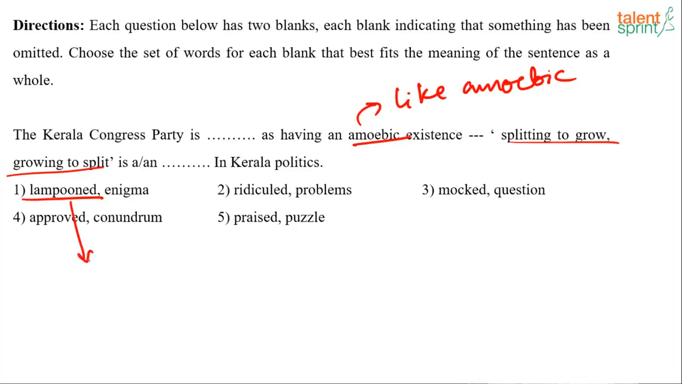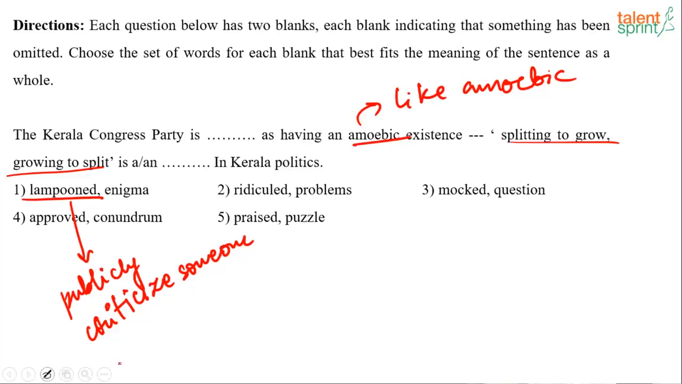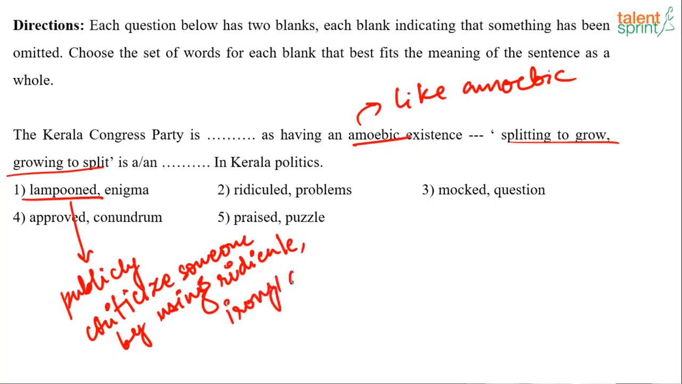What is the meaning of lampooned? The meaning of the word lampooned is to publicly criticize someone by using ridicule, irony or sarcasm. It can be any of it.